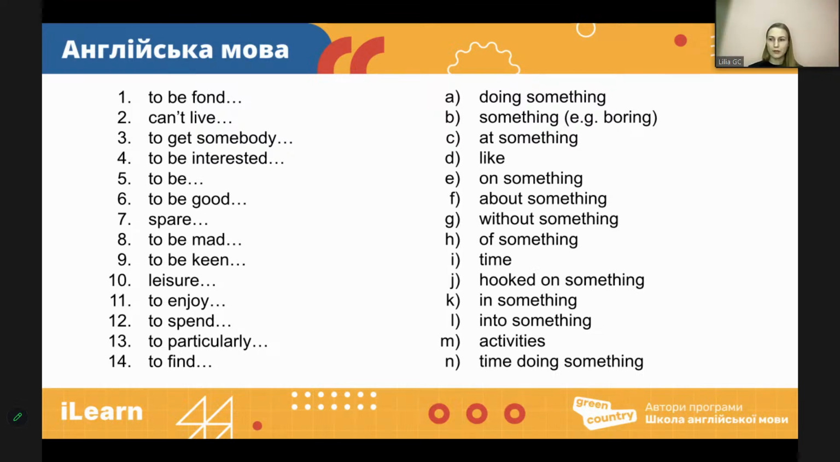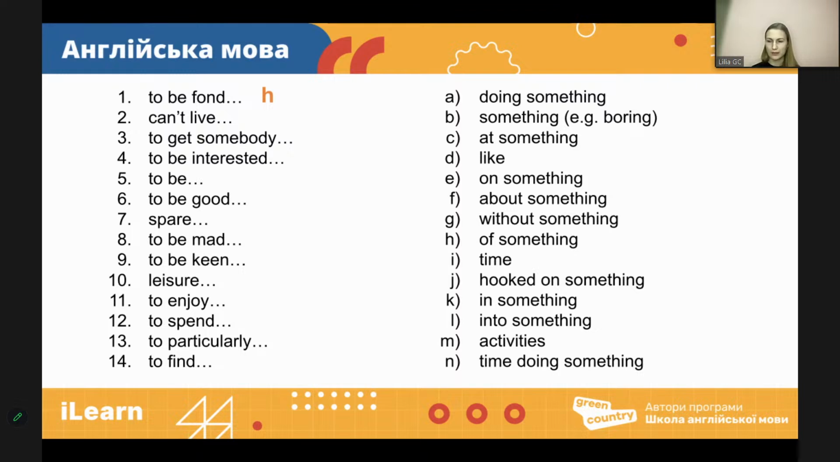So, be fond. Okay. H. Fond of something. Захоплюватися чимсь. So you can say, I am. Pay attention. To be fond is not a verb, so you need to use to be before. I am fond of music, or I am fond of painting, or I am fond of old movies. By the way, you can write what you are fond of in the chat. So, some things that you are fond of. Щось, чим ви захоплюєтеся. You can write in the chat.